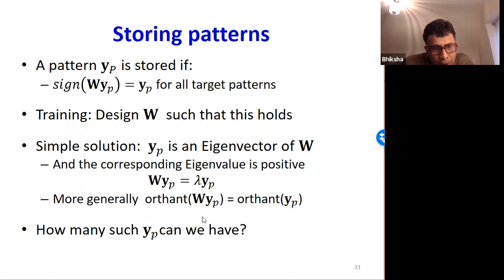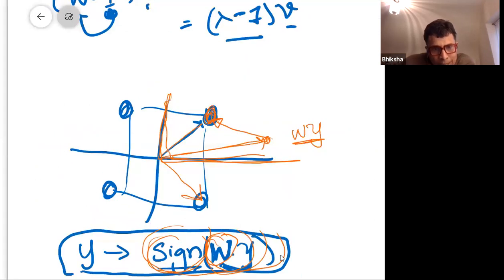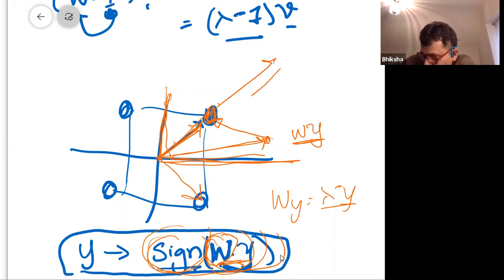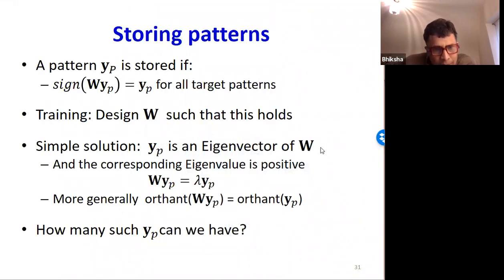What is the simplest way of making sure that when you multiply a vector by the matrix and then you snap it to the closest corner, it comes back to the original vector? The simplest way is if Wy equals lambda y, right? Where lambda is a positive term. In that case, multiplying by W is simply going to lengthen it, and then doing the sign is going to bring it right back to the corner. So if the patterns that you're trying to remember are eigenvectors of your weights matrix, then that pattern is guaranteed to be stable, right?